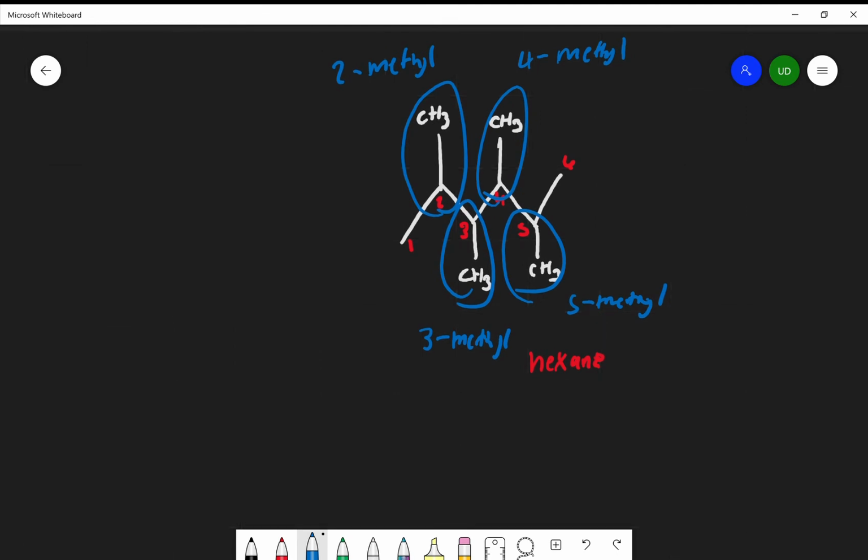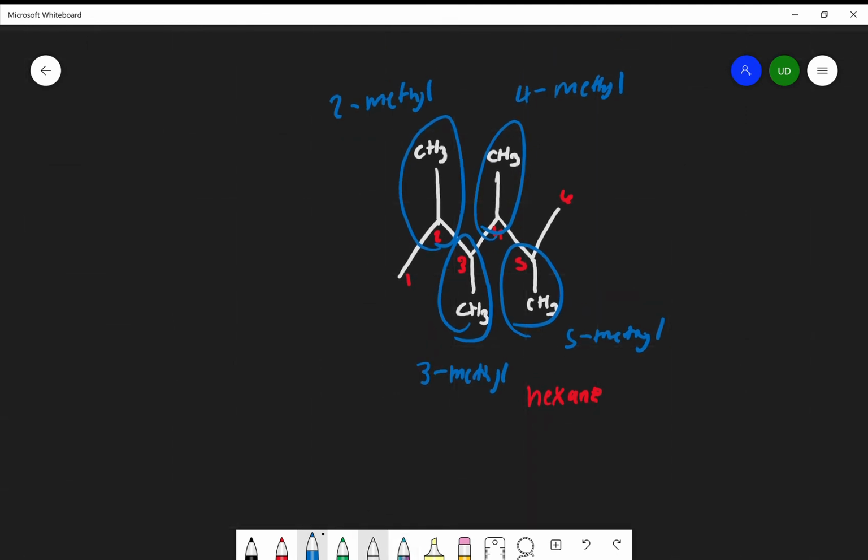So you want to keep these in order. So we would have 2, comma, 3, comma, 4, comma, 5. And then hyphen, and because we have 4 methyls, it'd be called tetramethyl. And don't forget to add the parent group, hexane. So this is how you do this one.